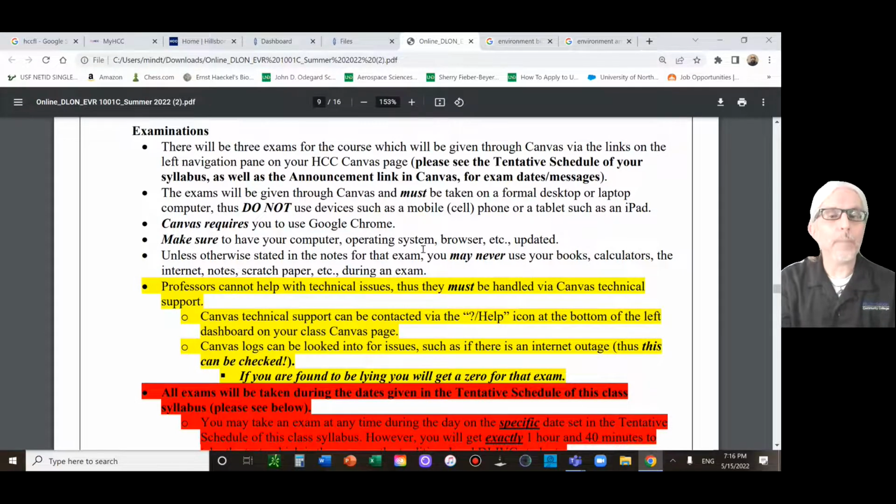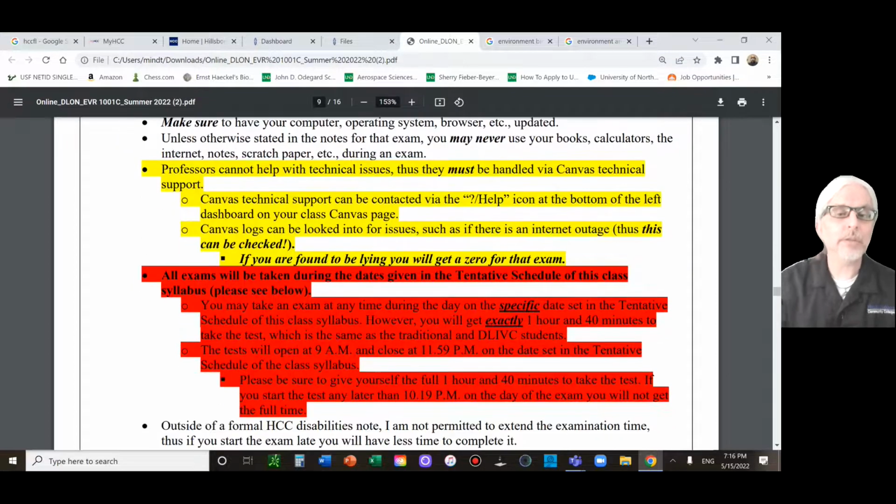Make sure your computer, operating system, and browser are updated. Of course, don't cheat. I have caught students cheating. It's a great way to fail a class. Like technical issues. Students will write me and say, during my test, the power went out. Sucks for you. And I mean that seriously, because that can be looked into. And I have caught students cheating that way. They claim their power goes out when it actually didn't.